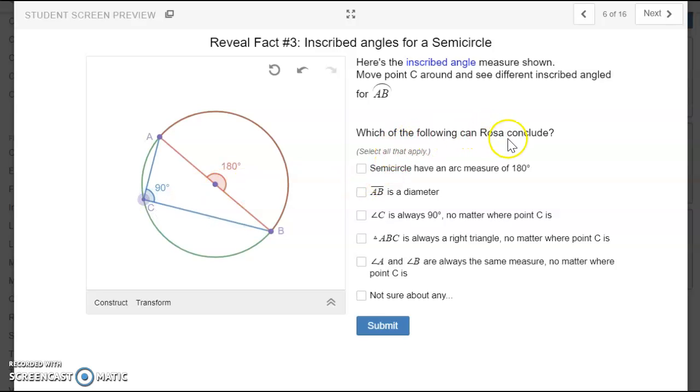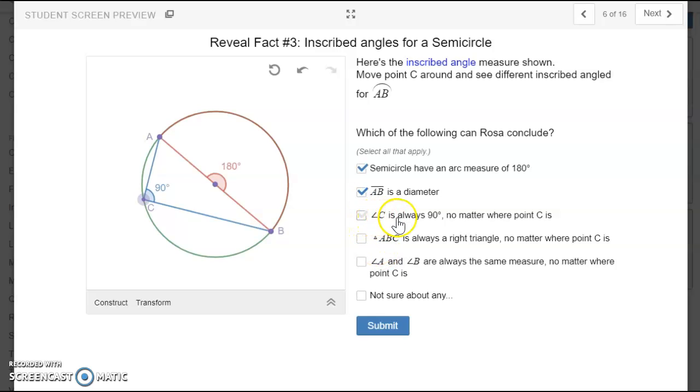This is an important fact that you're going to need to remember. Okay, so which of the following can Rosa conclude? Semicircles have an arc measure of 180 degrees. Well, if you're talking about a semicircle, we do make 180 degrees at the center, which also means the arc measure here is going to be 180 degrees. So that's correct. AB is a diameter. Line segment AB is a diameter. Yes, that is true too.